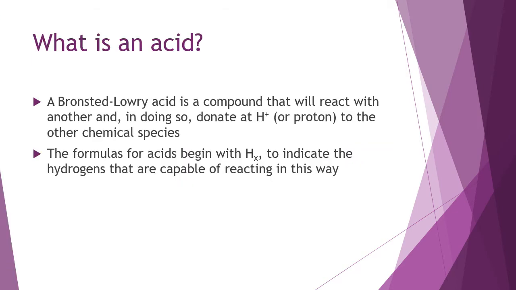First of all, we should discuss what an acid is. A Bronsted-Lowry acid, which is one of the three primary definitions for an acid, is a compound that will react with another and, when it does so, will donate a hydrogen ion, more commonly known as a proton, to the other chemical species. This is the definition of acids that we will work with. The other two definitions are the Arrhenius and the Lewis acid definitions.